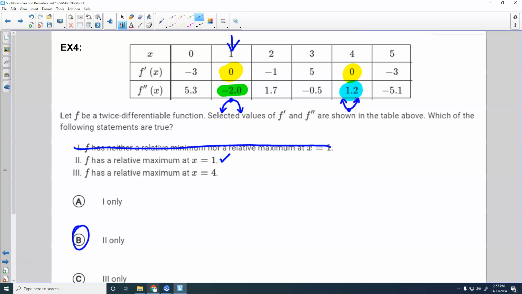You might be tempted to go with a sign line here, but you cannot because these are just selected values. So when I say that this is negative here and negative here, it looks like it didn't change signs, but they didn't give us all of the values, right? There could be more in between. So the second derivative is what works here.